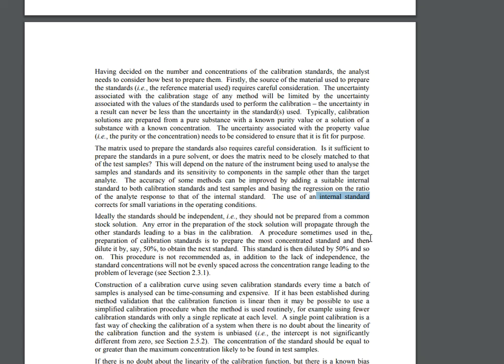A procedure sometimes used in the preparation of calibration standards is to prepare the most concentrated standard and then dilute it by 50% to get the next one. And then that one's diluted by 50% to get the next one, and so on. It says this procedure is not recommended. In addition to the lack of independence, the standard concentrations will not be evenly spaced across the concentration range, leading to the problem of leverage. That's serial dilution. They're telling you not to do it.